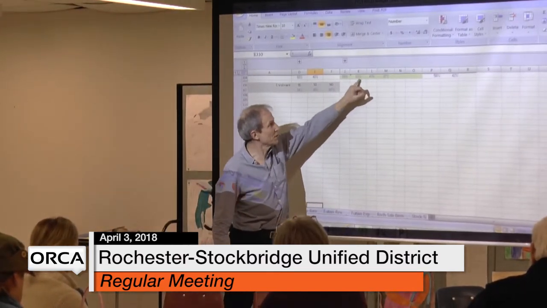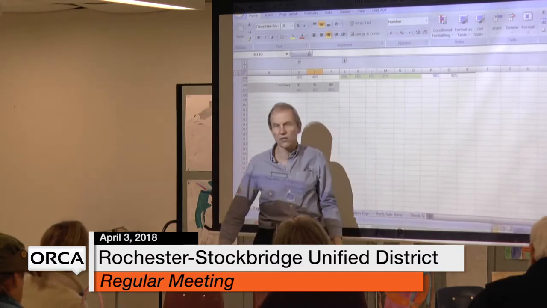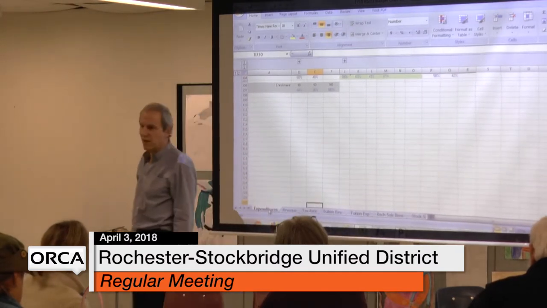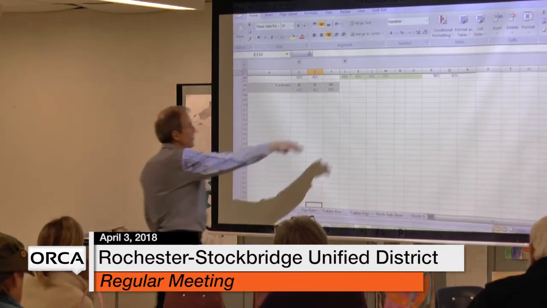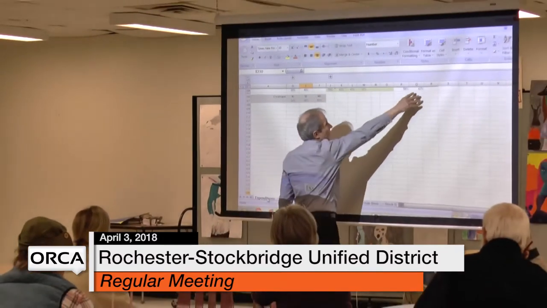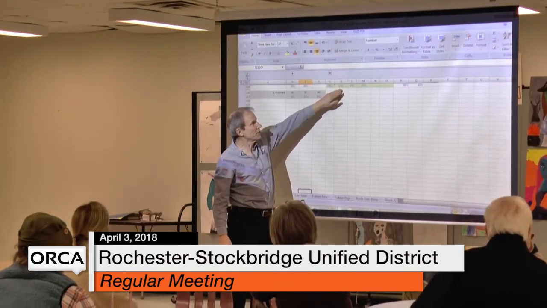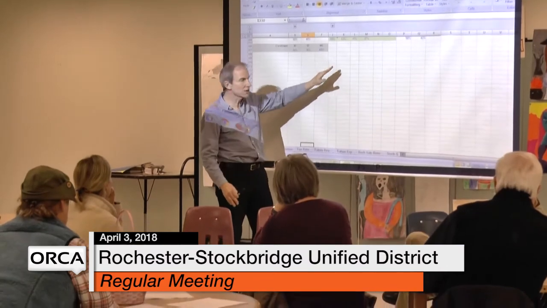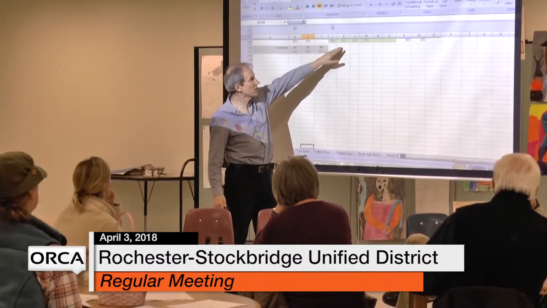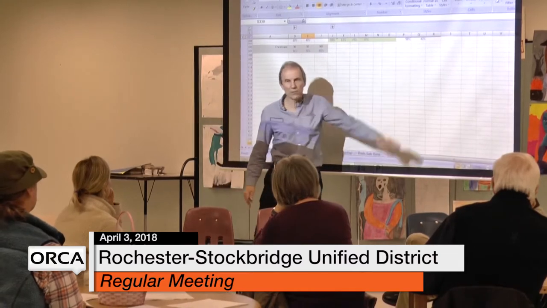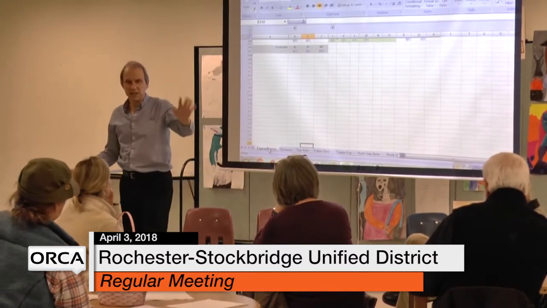So these are the percentages that relate to the personnel, the salaries and benefits, and these are the percentages that relate to the non-salaries and benefit items. For example, supplies. Supplies are not salaries and benefits, they're not in the green, but they're over here. So what this is showing is that 63% of the personnel costs are attributable to Rochester, but only 58% of the non-personnel. And there are reasons for that.